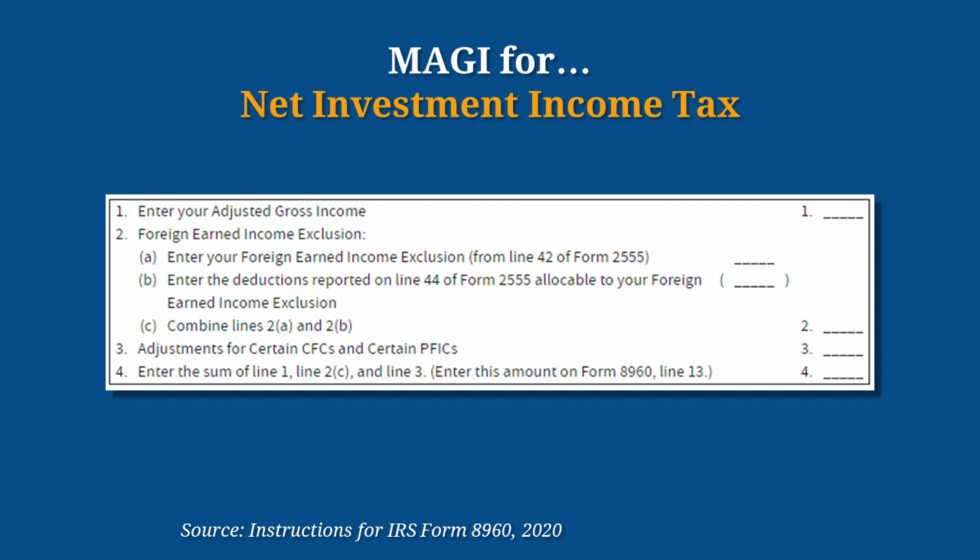The MAGI used for NIIT starts with your AGI, and again adds back in the few foreign income and housing exclusions that we've discussed for some of the other MAGIs. And then it also makes you add back in any reductions to your AGI you had as a result of owning controlled foreign corporations, otherwise known as CFCs, or passive foreign investment companies, or PFICs. Practically speaking, most people won't have any of these foreign-related items to account for. As such, in most cases, this MAGI will simply equal AGI.